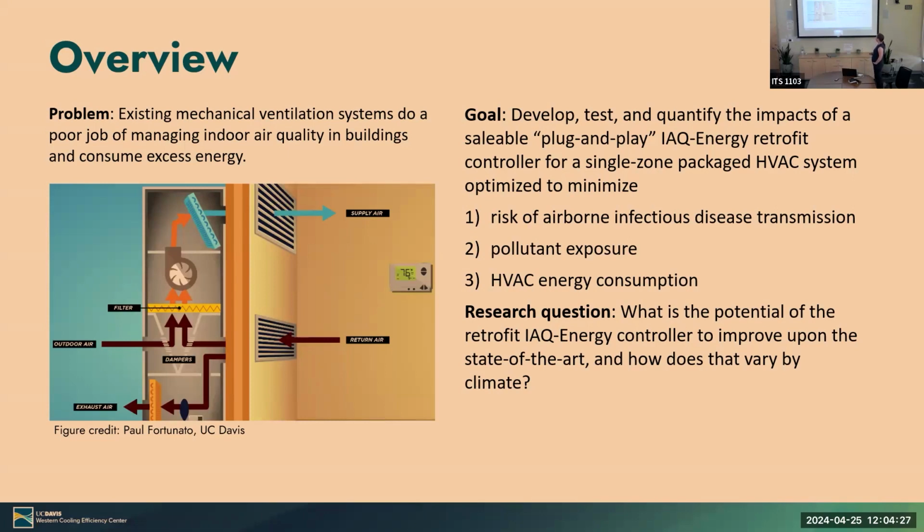And so my goal is to test what I'm calling the IAQ energy controller that will retrofit controls for this damper system. Essentially it will change what those dampers are doing. And the goal is to increase outdoor air to minimize infectious disease transmission, to reduce exposure to pollutants outdoors, and to minimize HVAC energy consumption. And so then what I am trying to characterize is the potential of this control for impacting these metrics depending on where it's installed around the country.